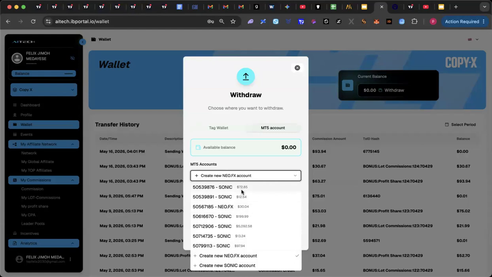This account is $72 capital. This account is $12 capital. This account is $30 capital. This account is $199.9 capital. This account is $5,092. This account is $13 capital. This account is $97 capital. So now, please, these persons that are disturbing us, can you just respect yourself to an extent?